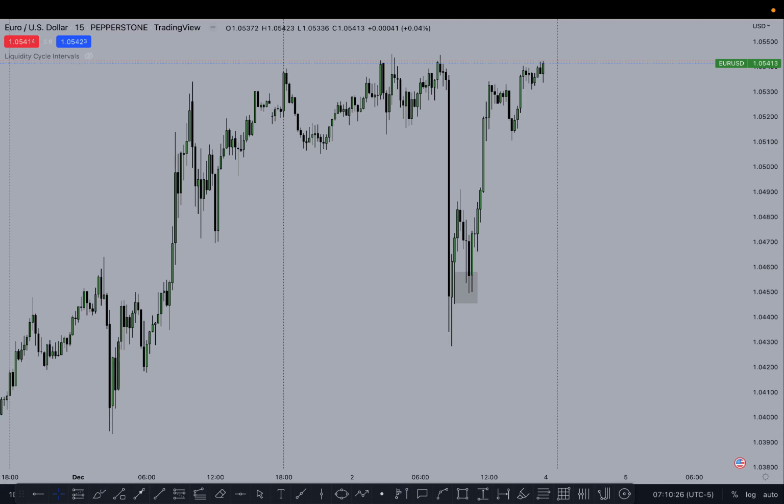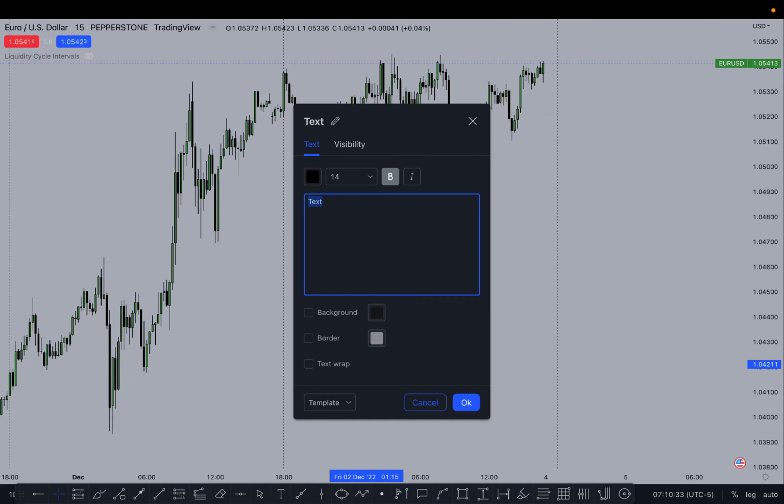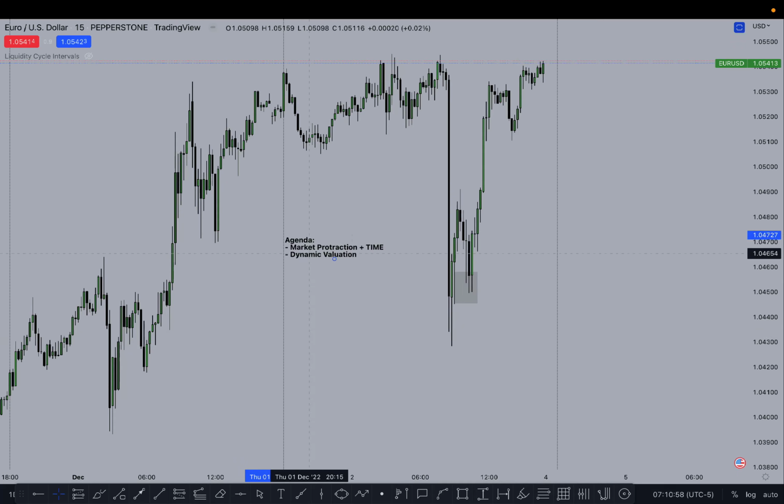All right. So today we're going to be talking about dynamic valuation, and one more thing, market protraction, based on this dynamic valuation inside of certain times of the day. Okay, so let's just type it down. Agenda: we got market protraction plus time, and then we also got dynamic valuation.